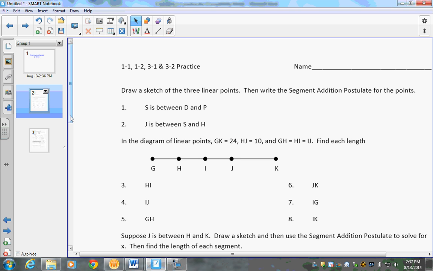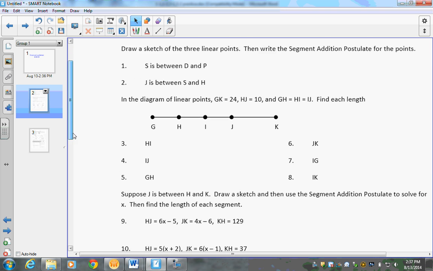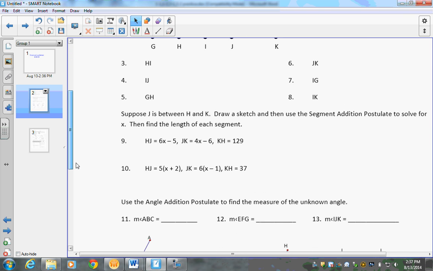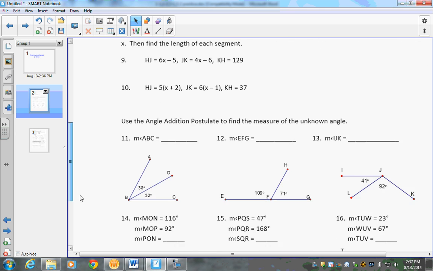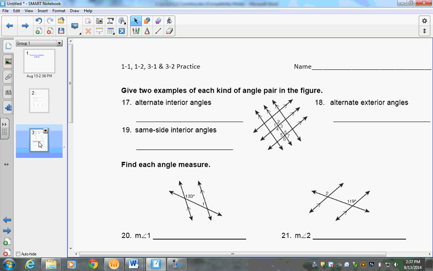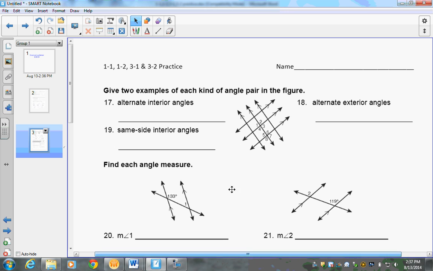All right, the first page, nothing on here looks too difficult. You've seen this before. We're using the segment addition postulate and the angle addition postulate. None of this is new, so this is no problem at all. But one thing I want to bring your attention to is everything on the other side. We have talked about alternate interior angles, same side interior angles, things of that nature, but not necessarily in this particular setup.